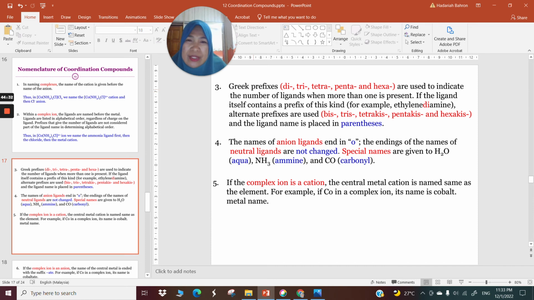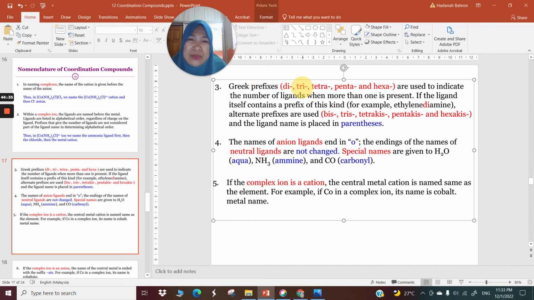Rule number 3, the Greek prefixes of di, tri, tetra, penta, hexa are used to indicate the number of ligands when more than one is present. For example, if you have two chloro, you say dichloro. When you have three chloro, you say trichloro. If you have four bromo, you say tetrabromo. But if the ligand itself contains a prefix of this kind, for example, ethylenediamine, it has di already in there, you cannot say diethylenediamine.